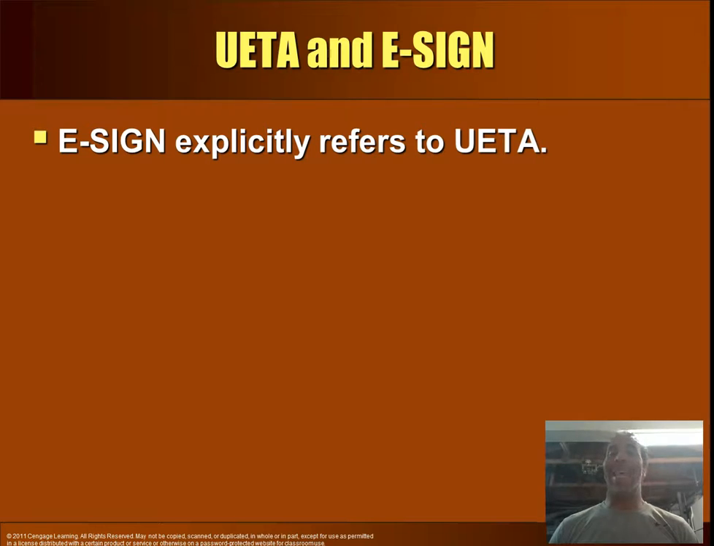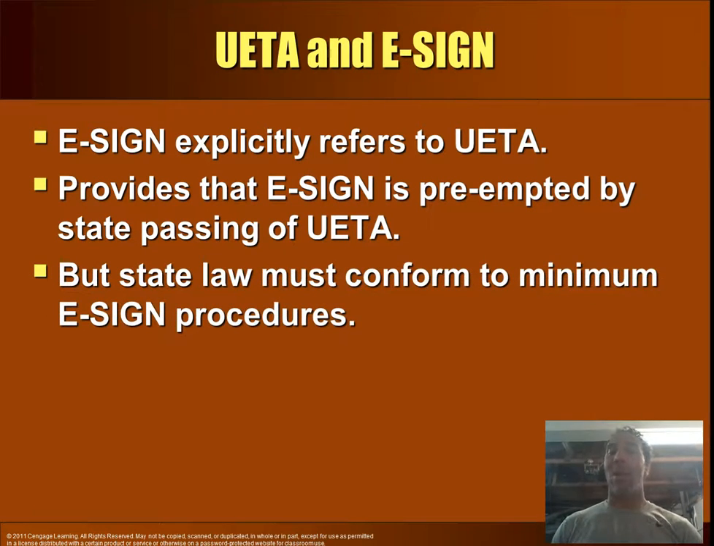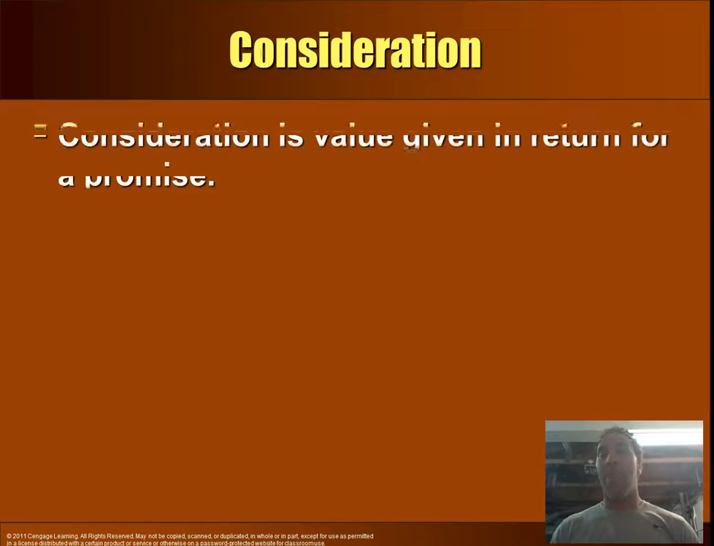The UETA and E-SIGN. E-SIGN explicitly refers to UETA. It provides that E-SIGN is preempted by a state's passing of UETA. But state law must conform to minimum E-SIGN procedures, right? Because some people are saying, hey, just ballpark it at home, but other people are saying you need checks and balances there.